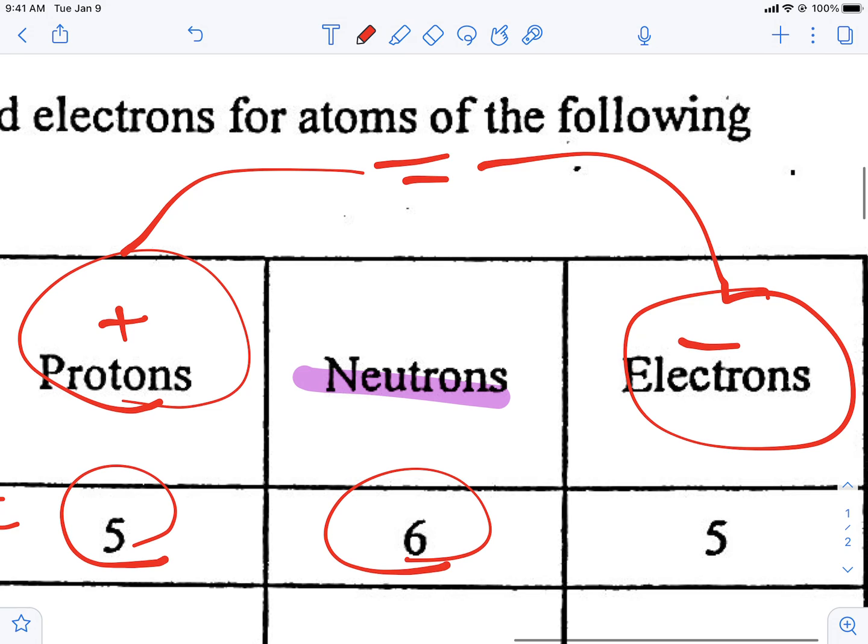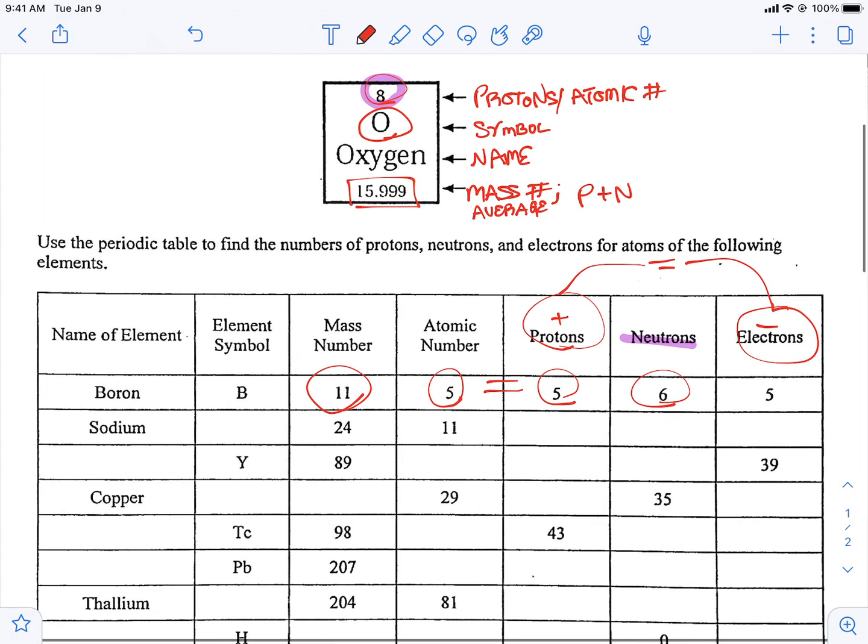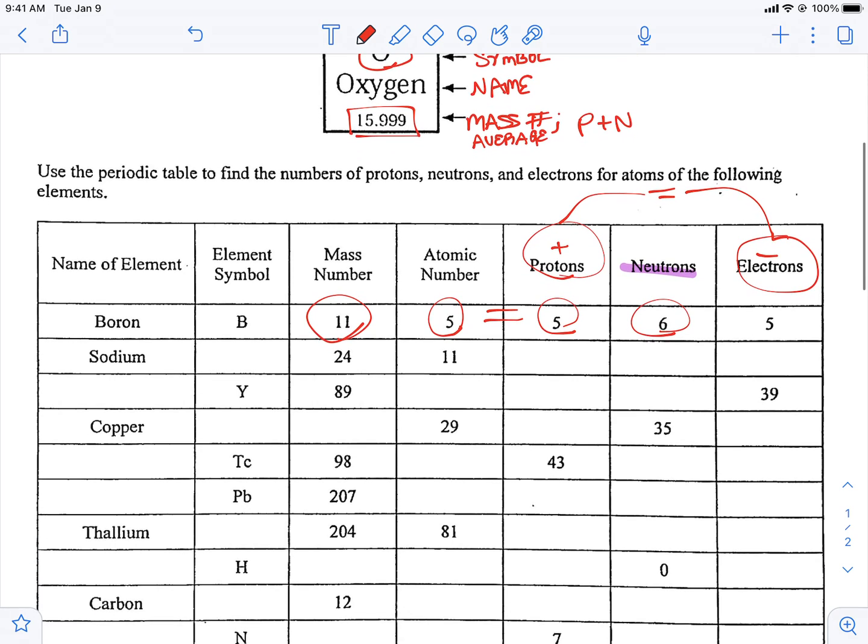So if you have an equal number of positive and negative, you have no net charge on the atom, and that means that the atom will be stable. So for all working purposes, we're going to keep those numbers the same. So let's do sodium together.